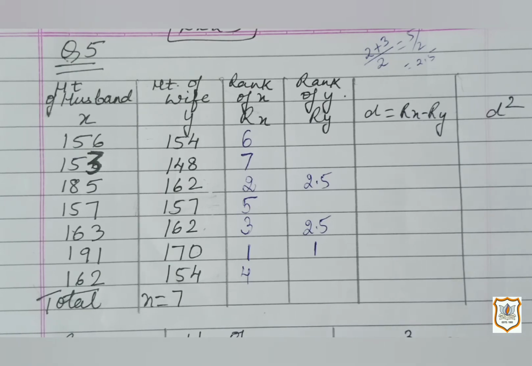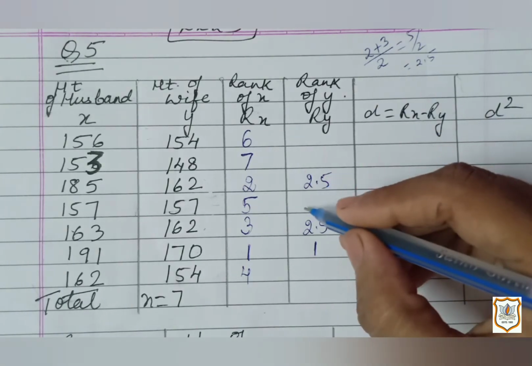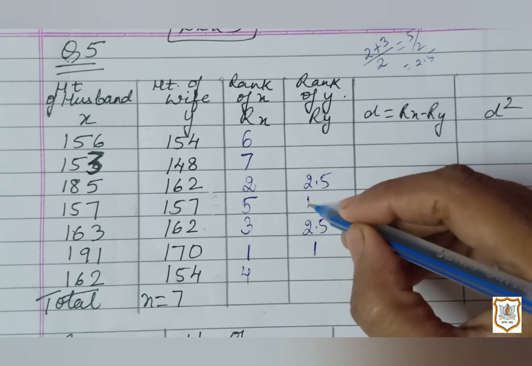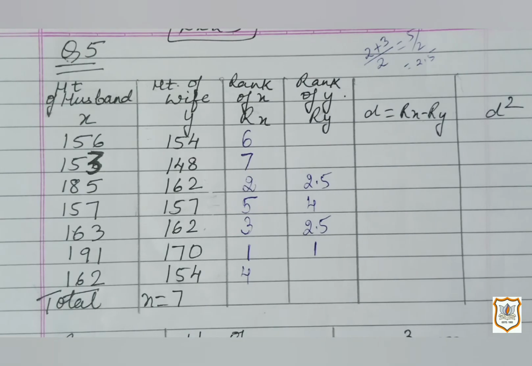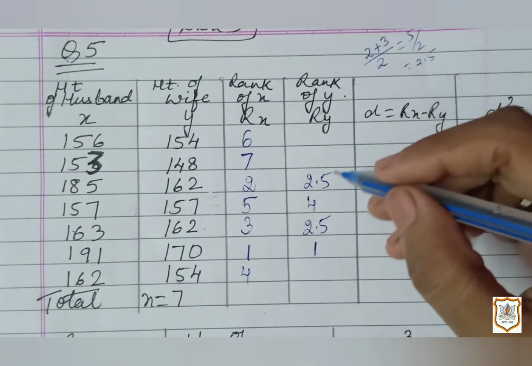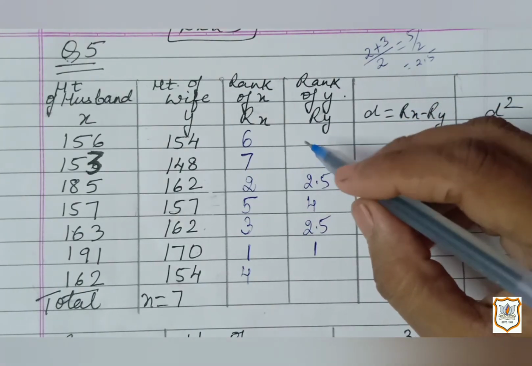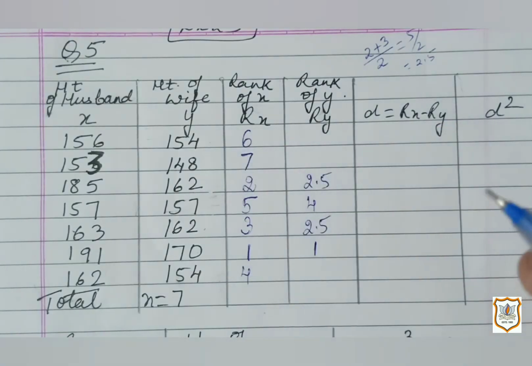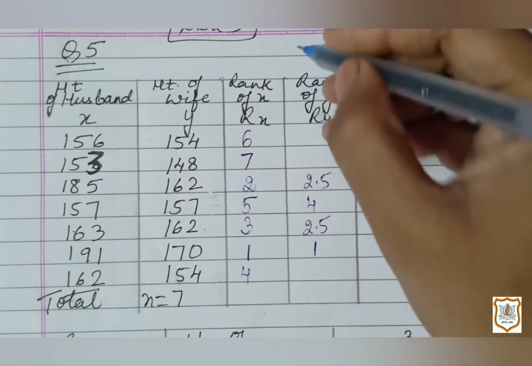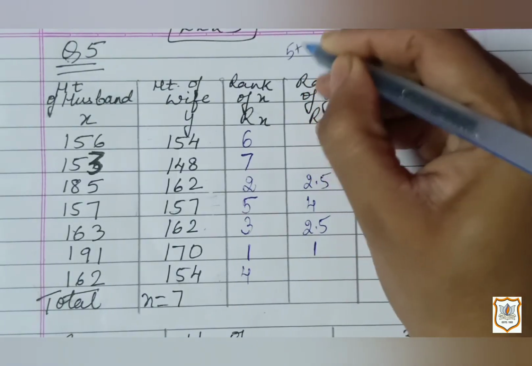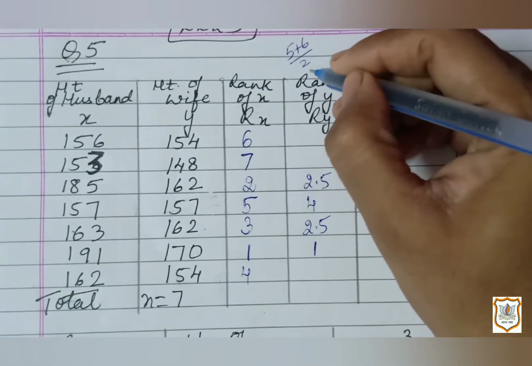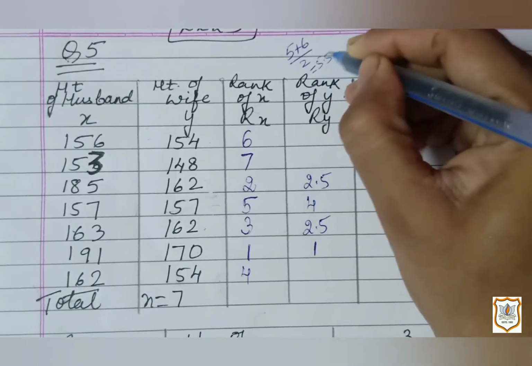So after 162 we will be having 157. Second and third we are leaving. So this will be fourth. Now after 157, see, we are having 154 two times, right? So 5 plus 6 by 2 we will be doing. So what is 5 plus 6 by 2? 5 plus 6 is 11. 11 by 2, that is 5.5.